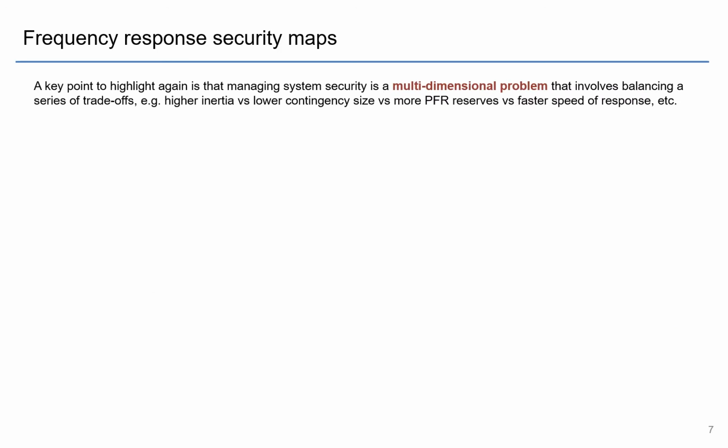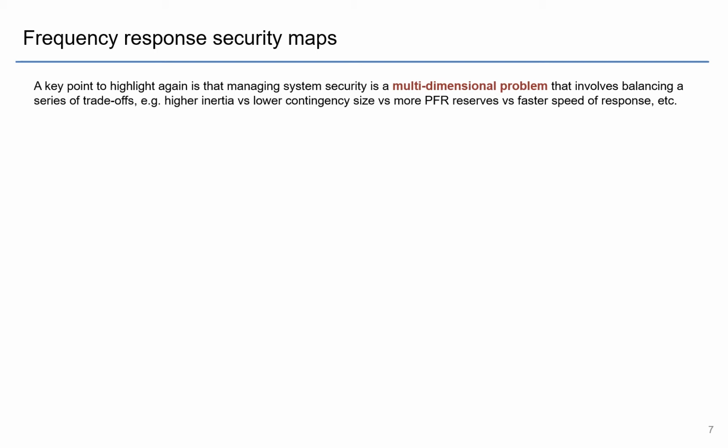A key point to highlight again is that managing system security is a multi-dimensional problem that involves balancing a whole series of trade-offs. So we have all these different operational levers to pull. So we could increase inertia, but we could also lower the contingency size, or we could raise the amount of PFR reserves that we carry, or we could increase the PFR speed of response. Now all these things are possible, but what is the best or the optimal approach for each one?